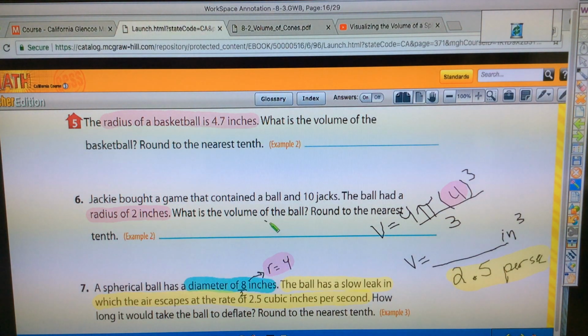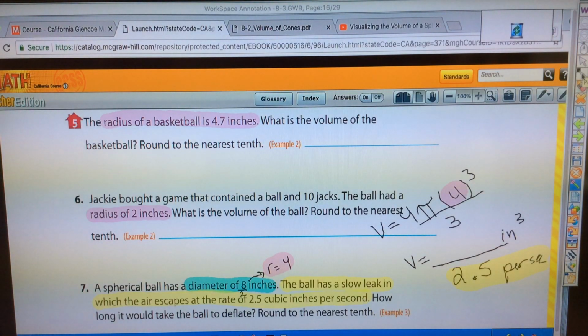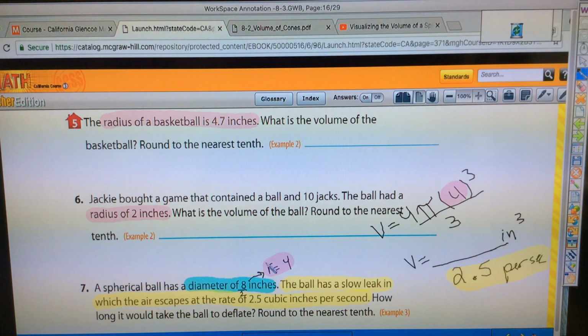Okay, 7. I mentioned to you earlier, I believe this one corresponds, see example 3. Oh, it tells you that right here. See example 3. So it tells you that a spherical ball has a diameter of 8, which means it has a radius of 4. It has a slow leak and air is escaping at a rate of 2.5 cubic inches per second. How long will it take for the ball to completely deflate? Round to the nearest tenth. All right, so you're going to figure out what the volume is, and you're going to divide that by 2.5 cubic inches per second. That's going to tell you how long.